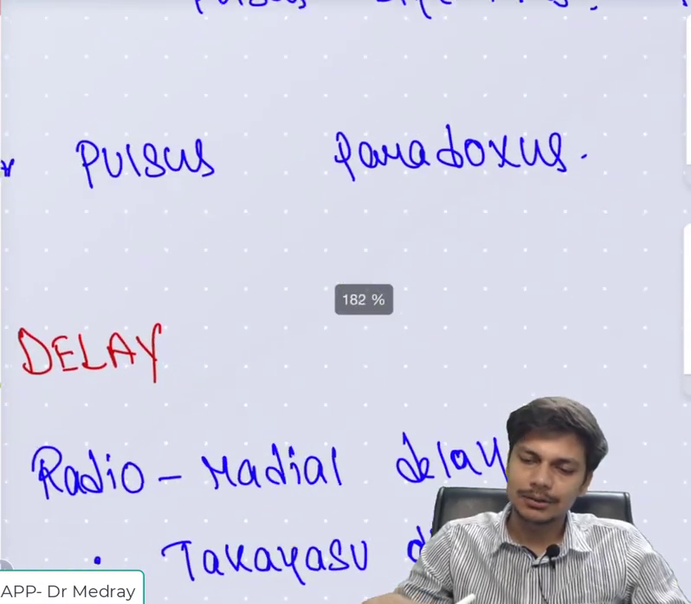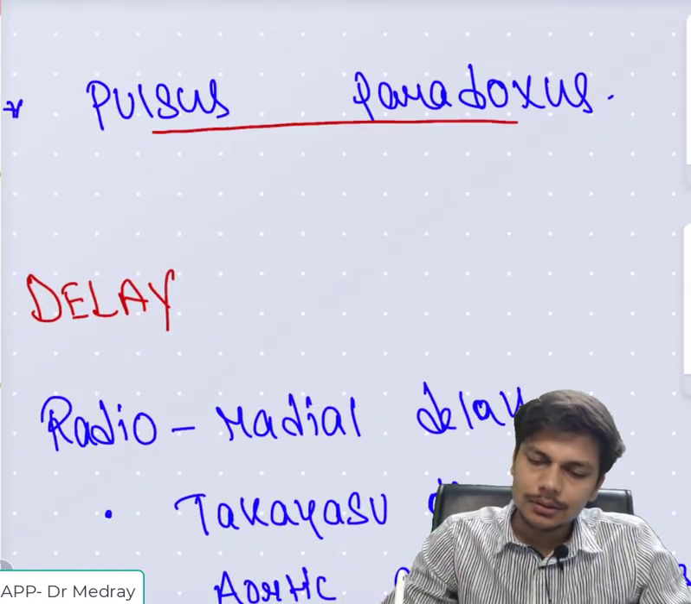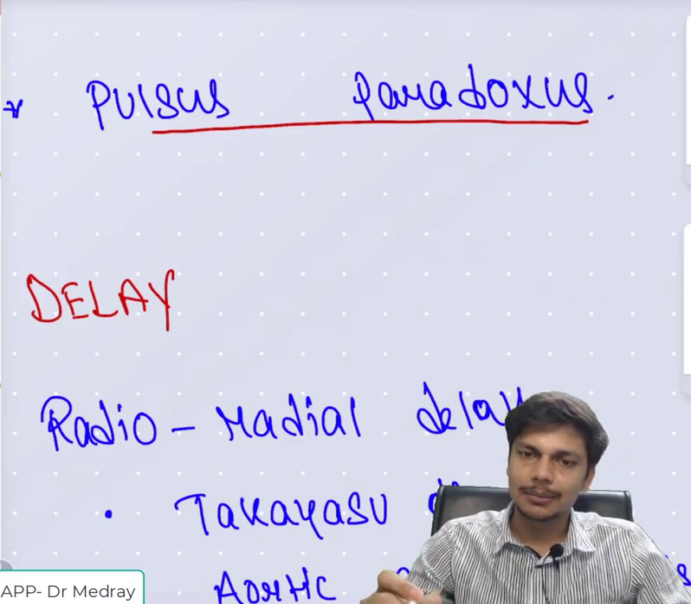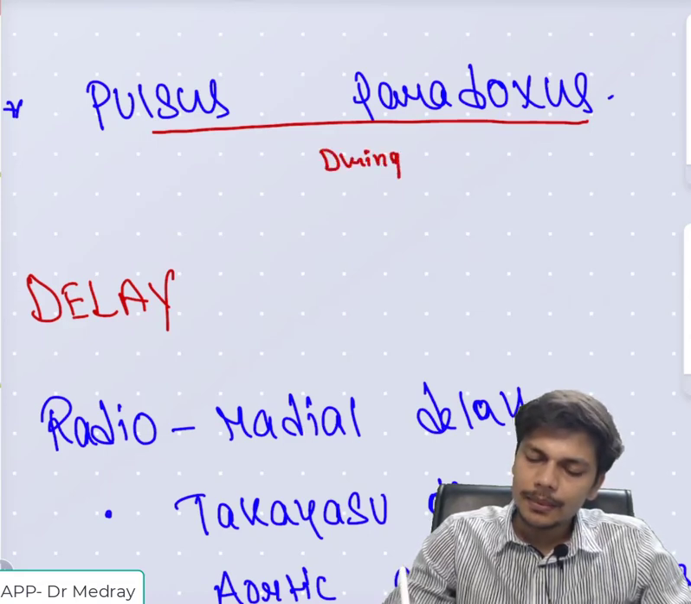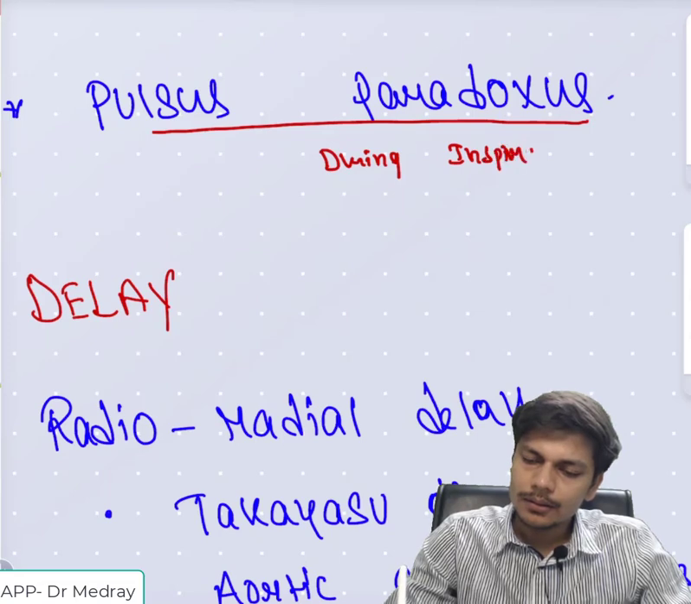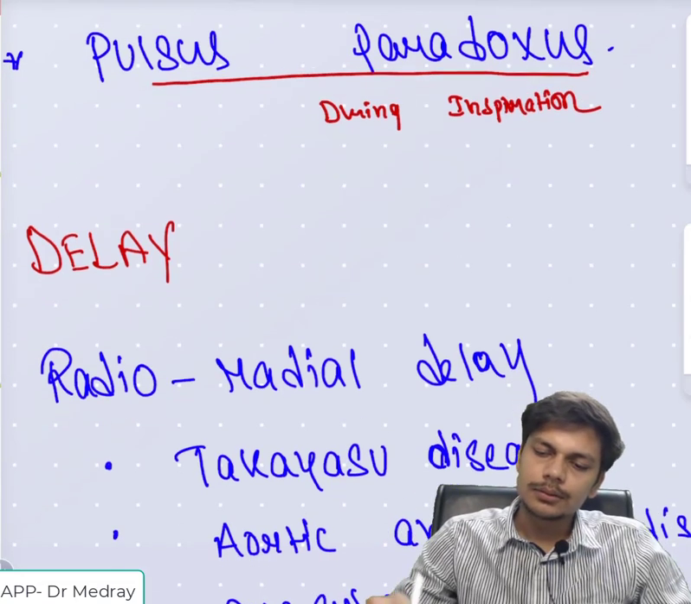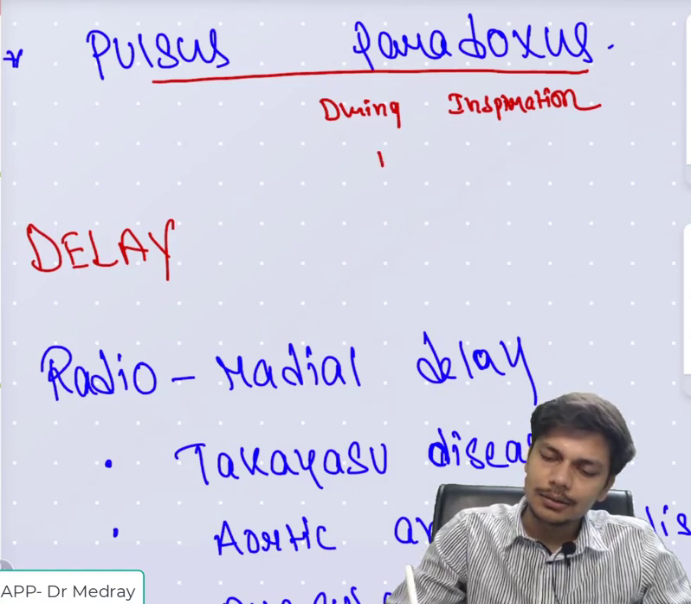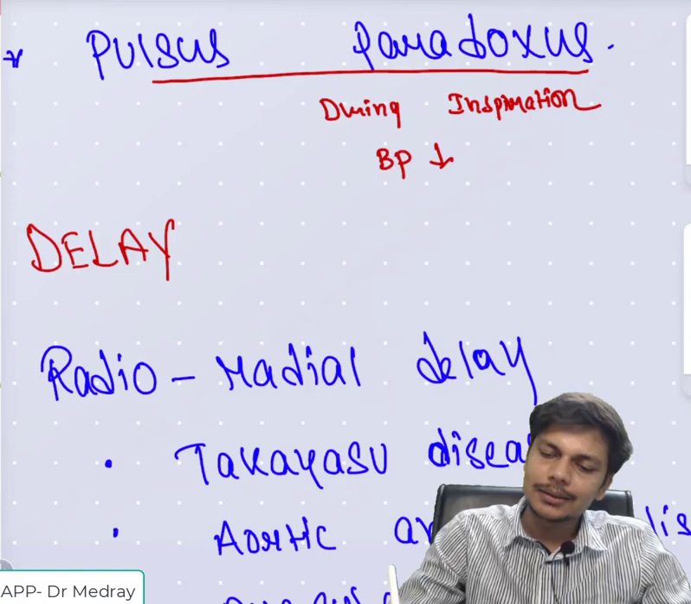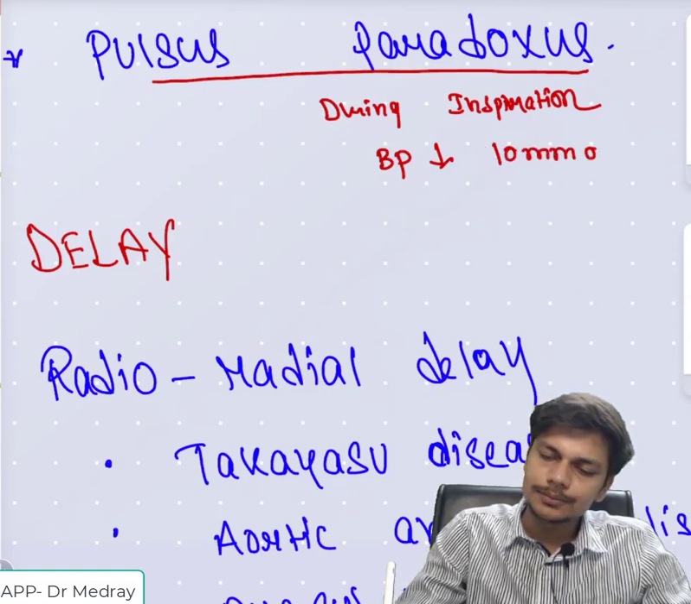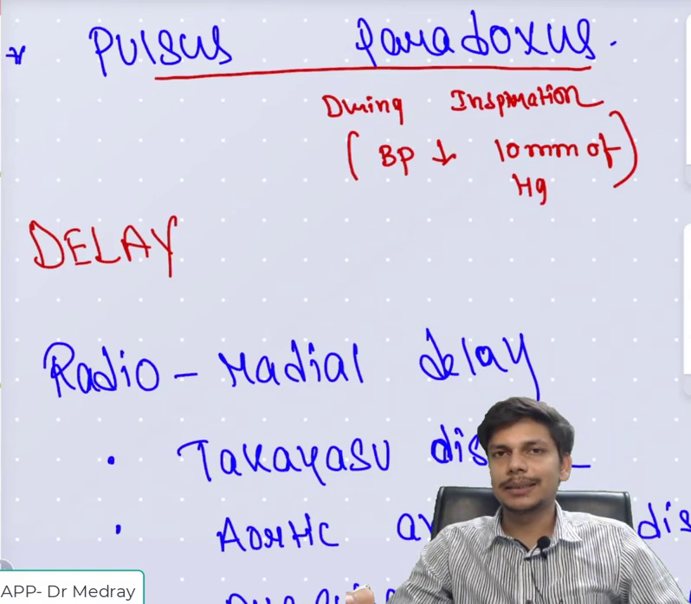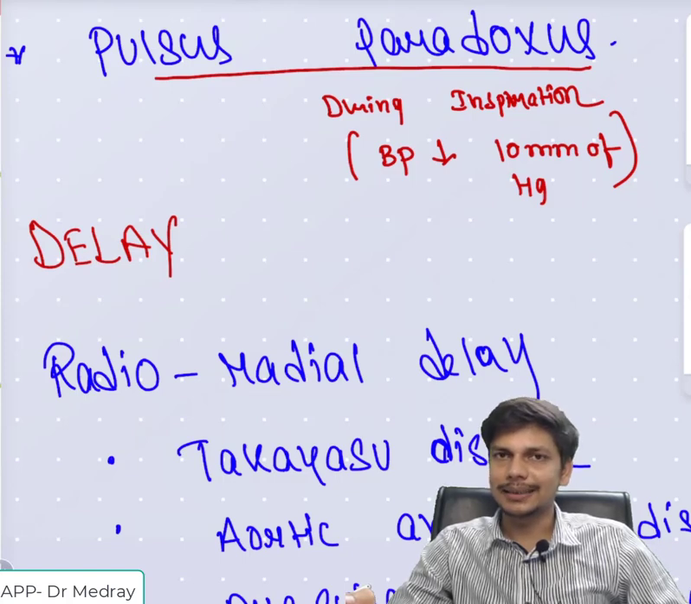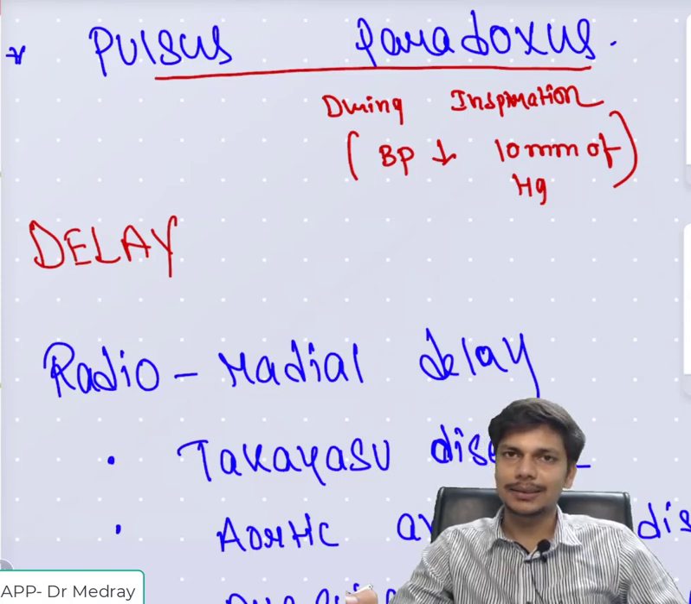So what is pulsus paradoxus? We have discussed pulsus paradoxus in our earlier video. It is actually that during inspiration, normally the blood pressure decreases, but it should be less than 10 millimeters of mercury. If the decrease is more than 10 millimeters of mercury, this is known as pulsus paradoxus.